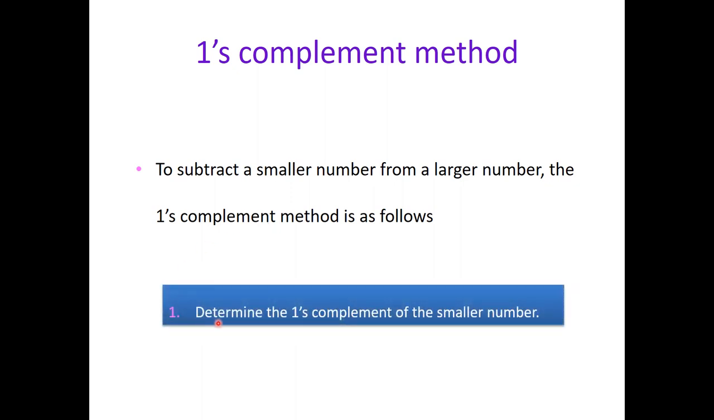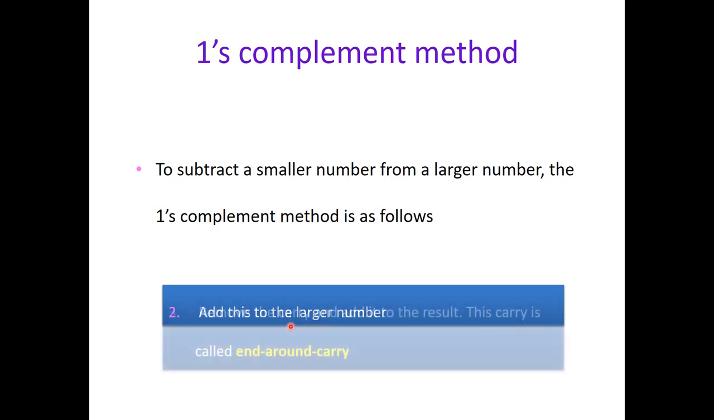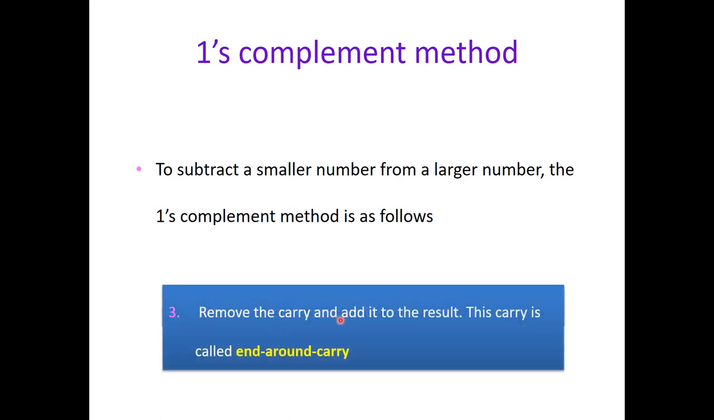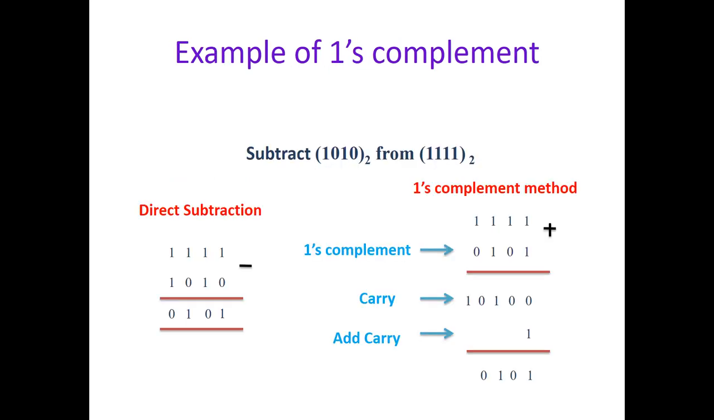Number one, determine the ones complement of the smaller number, as we did for the decimal. Second, add this to the larger number. Again, the same step. Remove the carry and add it to the result. The carry is called the end around carry. So we remove the carry from the leftmost side, and we add that to the result we got.